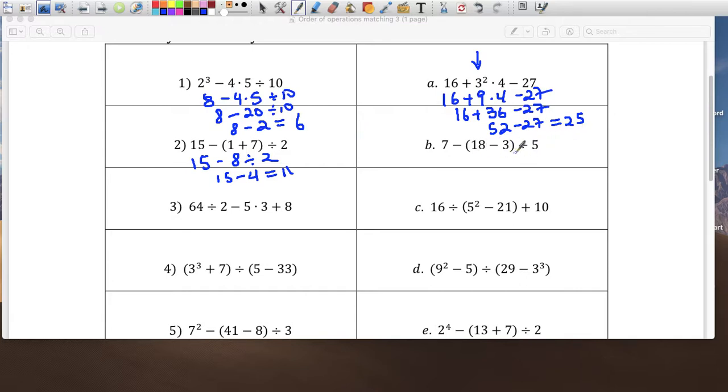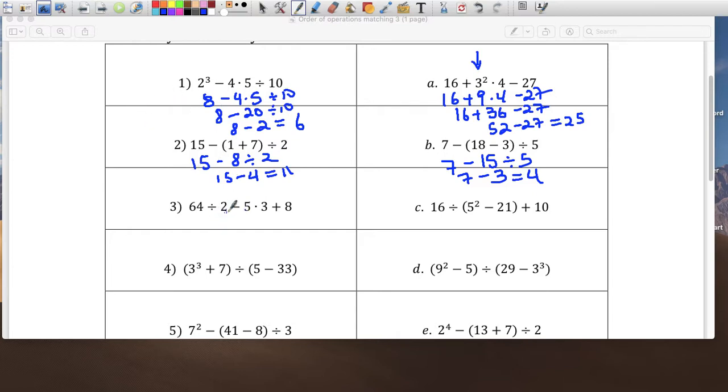Likewise, in letter B here, we have to do the parentheses first. So 7 minus 18 minus 3, which is 15, divided by 5. Between subtraction and division, by now, you know that's division. So 15 divided by 5 is 3, and 7 minus 3 is 4. I'll keep on.